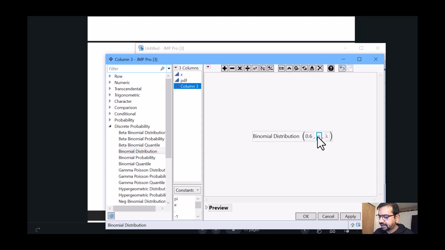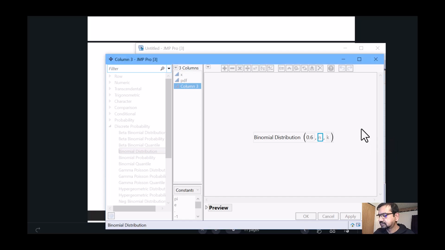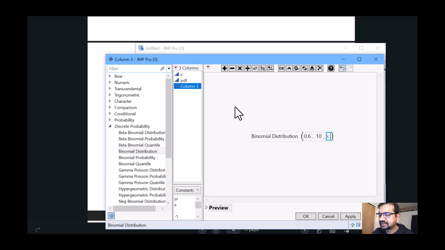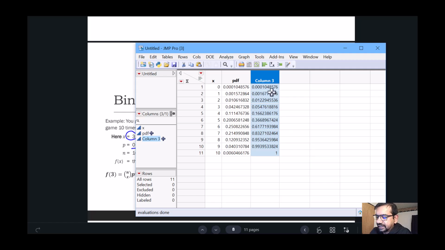Our N is 10. And our success is given by X. I'm going to drag this down, click OK. And now we get the cumulative distribution as well. And it all adds up to 1. So it is basically adding up the probability with the last probability, and then so forth.